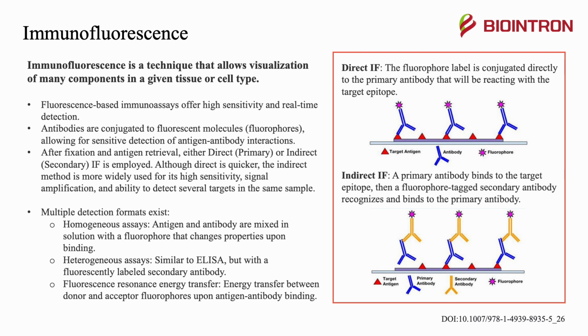In fluorescence resonance energy transfer, energy transfer between donor and acceptor fluorophores occurs upon antigen-antibody binding. The two main methods of IF are direct and indirect. In direct immunofluorescence, the fluorophore label is conjugated directly to the primary antibody that will be reacting with the target epitope. In indirect IF, a primary antibody binds to the target epitope, then a fluorophore-tagged secondary antibody recognizes and binds to the primary antibody.